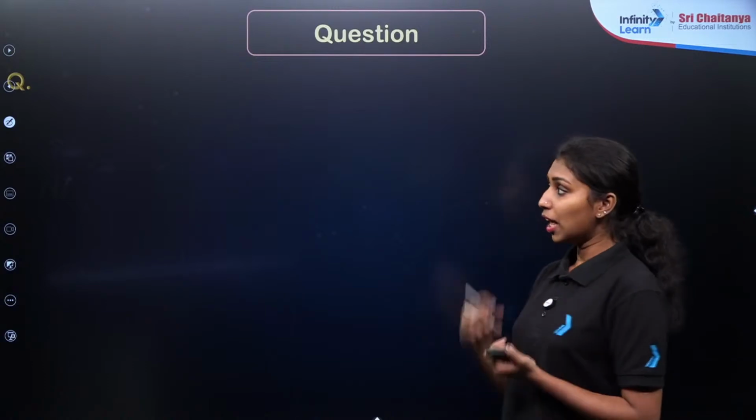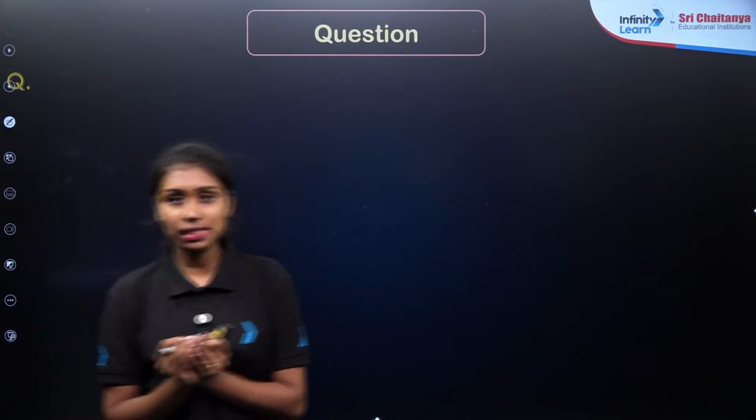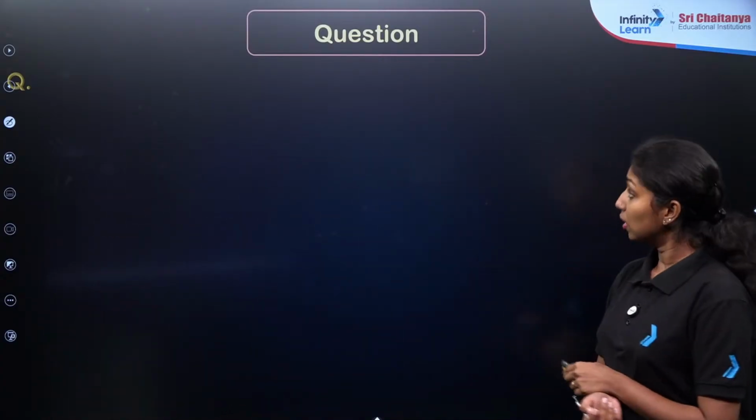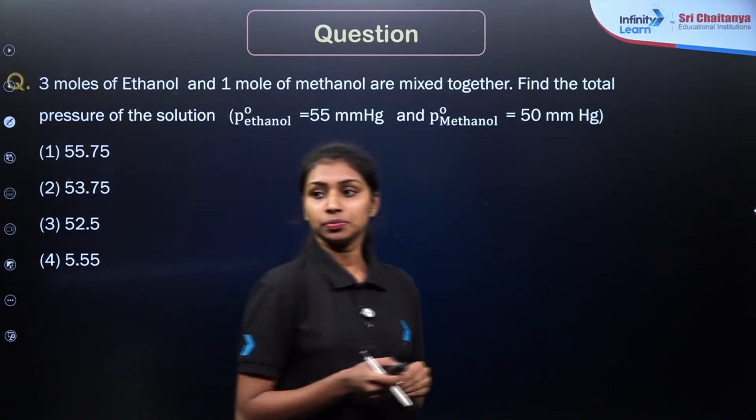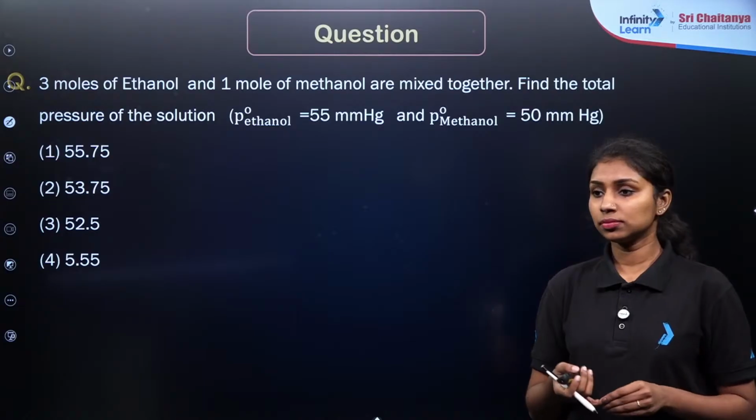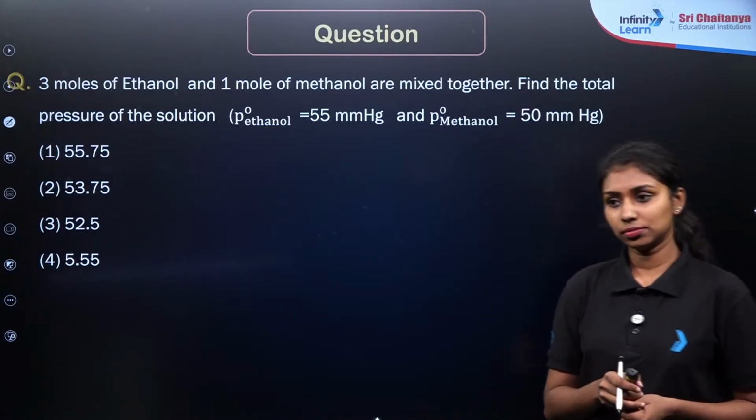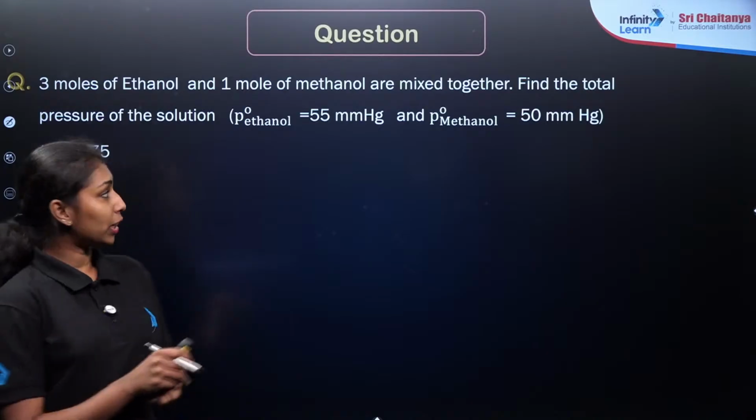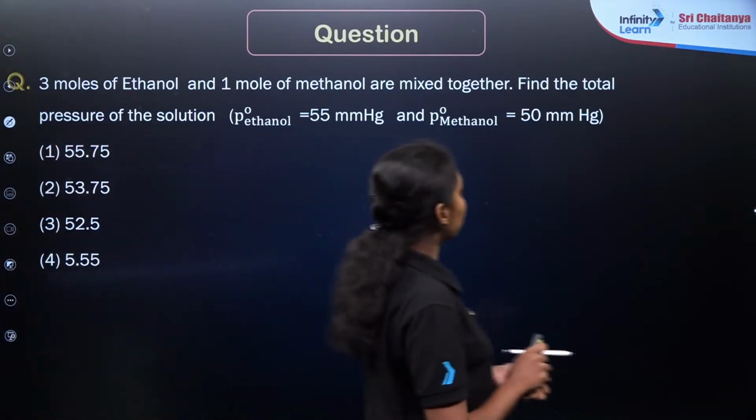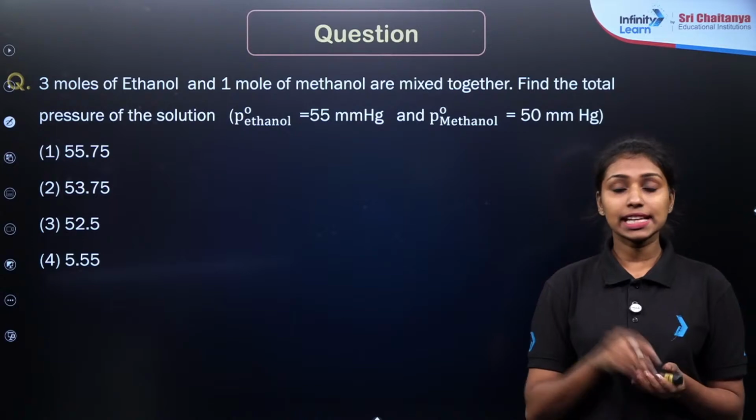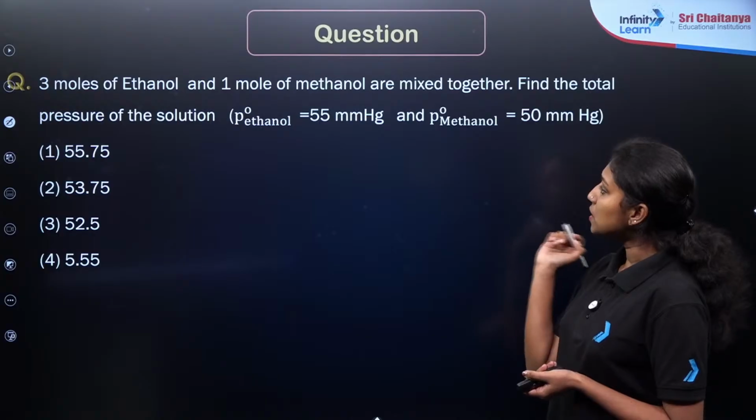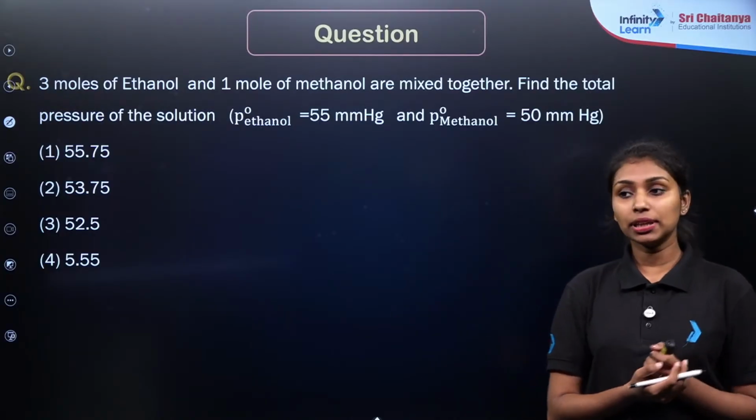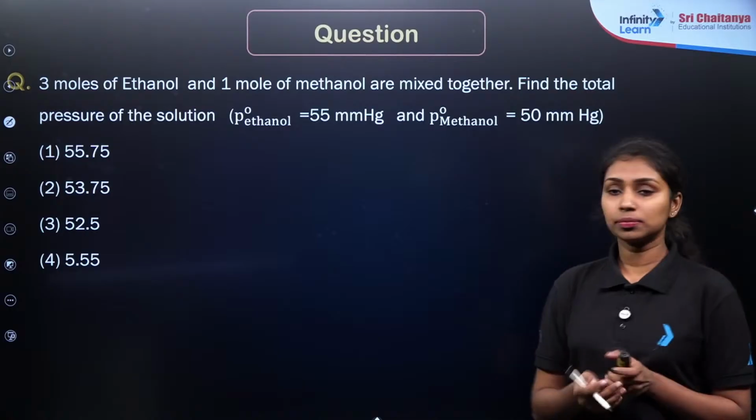Okay, I hope it is clear for everyone how to draw the mole fraction versus vapor pressure graph for the ideal solution. Now let me practice some questions based on Raoult's law. Here is the first question. It is given that 3 moles of ethanol and 1 mole of methanol are mixed together. Find the total pressure of the solution. The pure pressure of ethanol is given as 55 mmHg and of methanol as 50 mmHg. Find out the vapor pressure of the final solution.